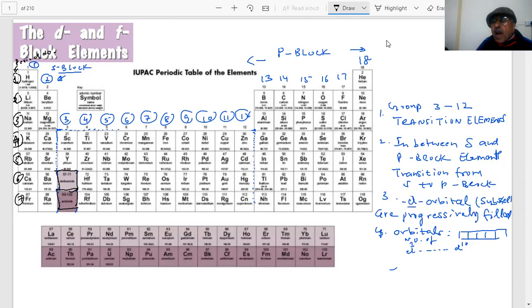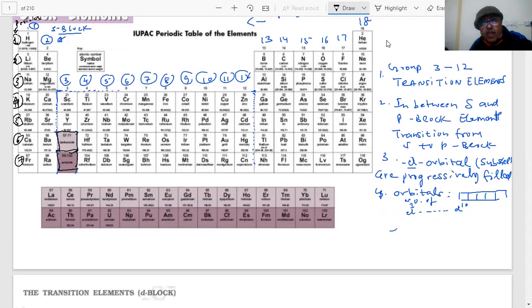Any question can be there in the paper, students. Which period does the first transition series belong to? It starts from the fourth period. What are the elements, students? You can see the elements which we have written in this series.